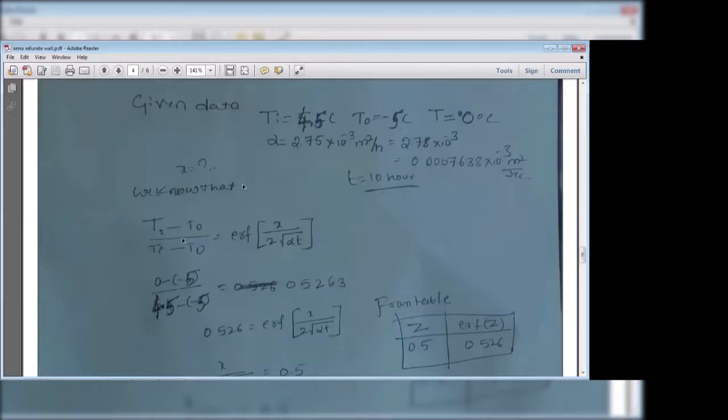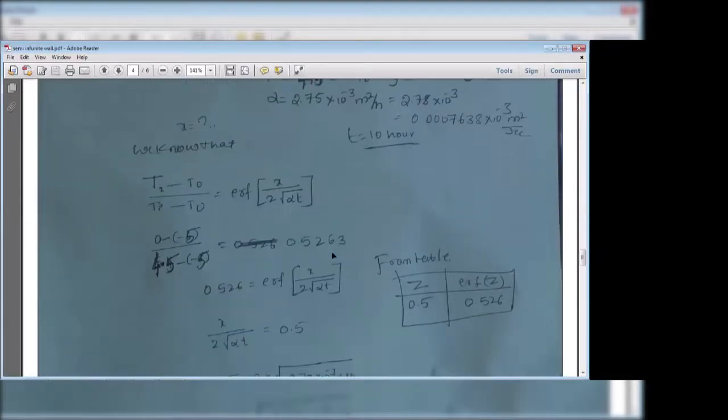What is the surface temperature we need to maintain? It is 0 degrees Celsius. What is the T naught here? T naught is equal to the surface temperature, which is minus 5 degrees Celsius. So 0 minus of minus 5, divided by the initial temperature, 4.5 degrees Celsius minus of minus 5, which is 9.5. So 5 divided by 9.5 is equal to 0.5263 here. Understand, 0.5263.